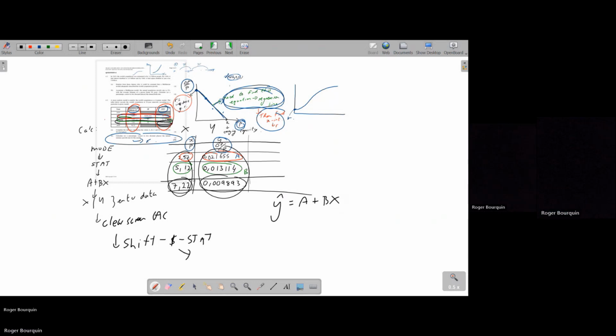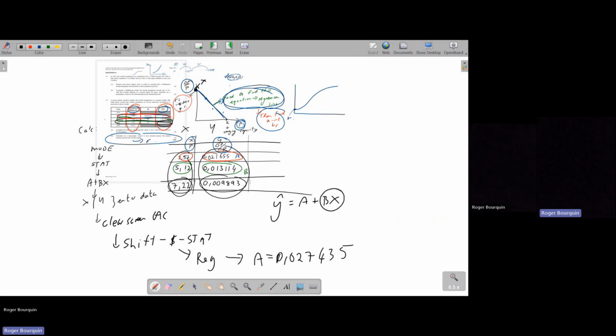Remember, this is what we're trying to find: the equation of the regression line. So we enter y hat is equal to a plus bx. To figure out what a is, you press A, equals, and that should give us a value of 0,027435. And that is your y-intercept, which is what we're looking for.